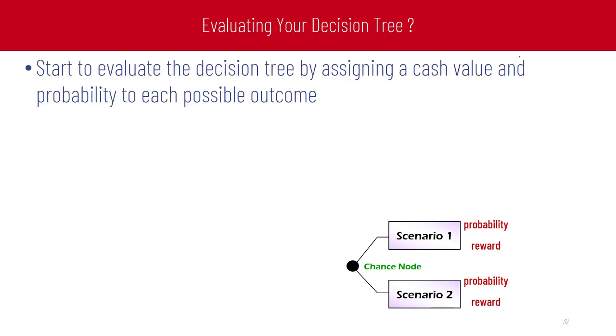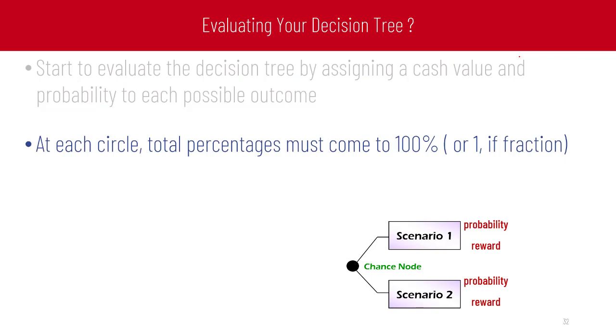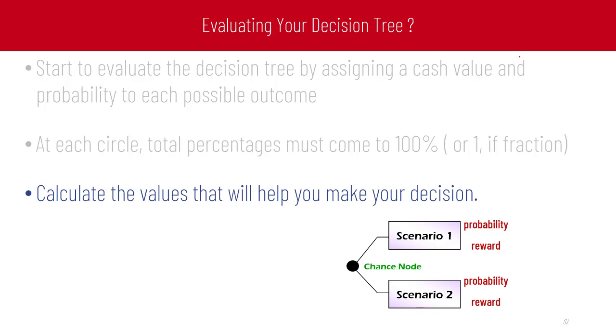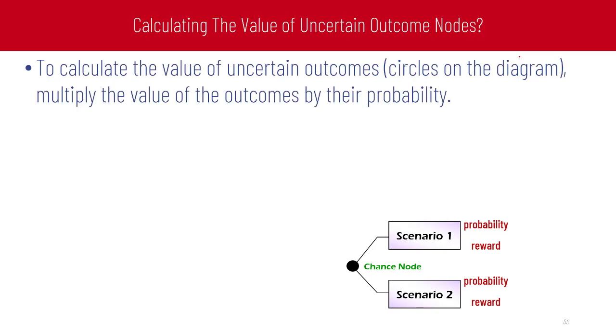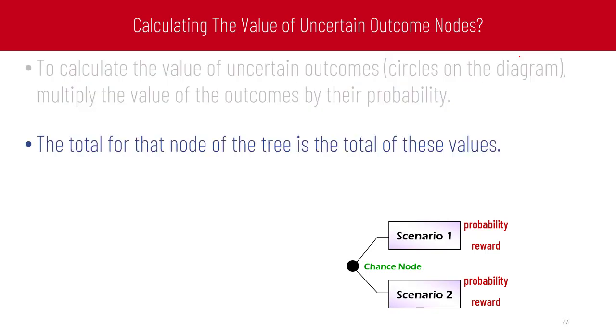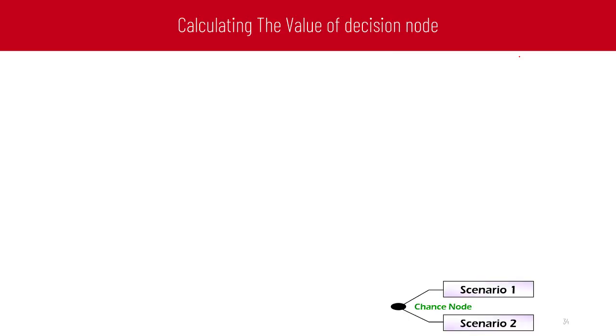How to evaluate your decision tree? Start to evaluate the decision tree by assigning a cash value and the probability to each possible outcome, the probability and the reward for each scenario. At each circle, the total percentage must come to 100%, or 1 if fraction. Calculate the values that will help you make your decision. To calculate the value of uncertain outcomes, the circles on the diagram, multiply the value of the outcome by its probability. The total for that node of the tree is the total of these values. This means the expected monetary value.